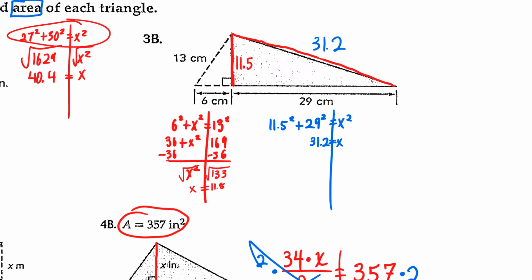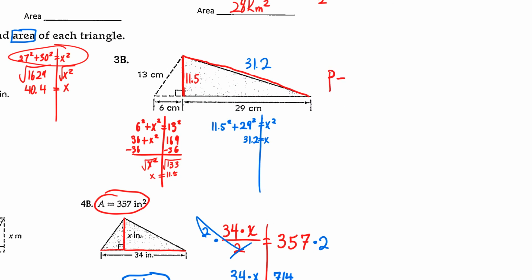Okay, so now to find the perimeter of this triangle, we're going to add those three sides: 29, 11.5, and 31.2. So 29 plus 11.5 plus 31.2. And what do you get? 71.7 centimeters.